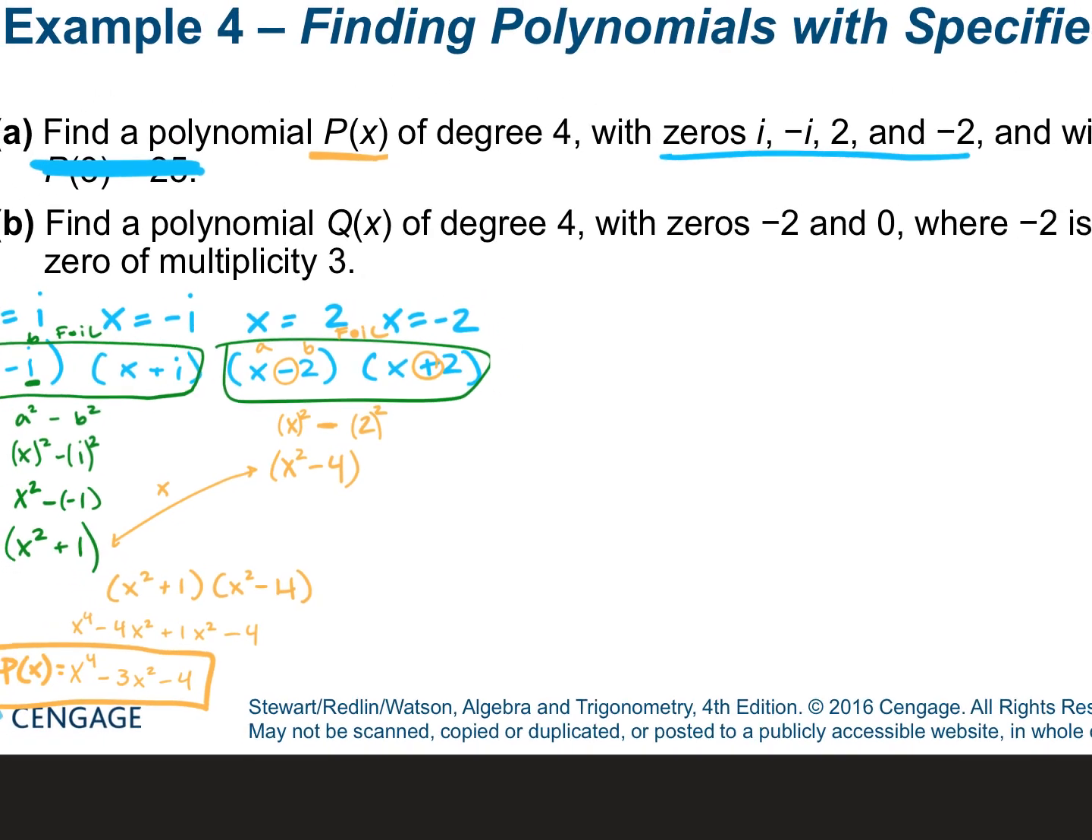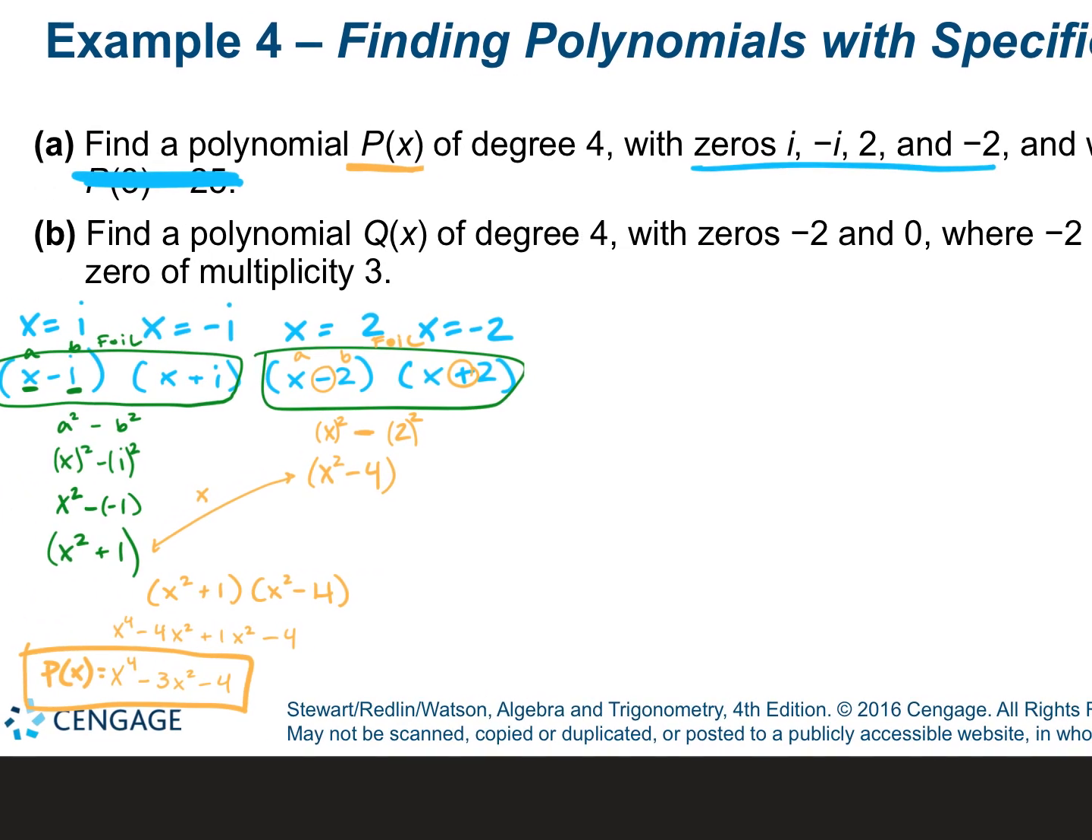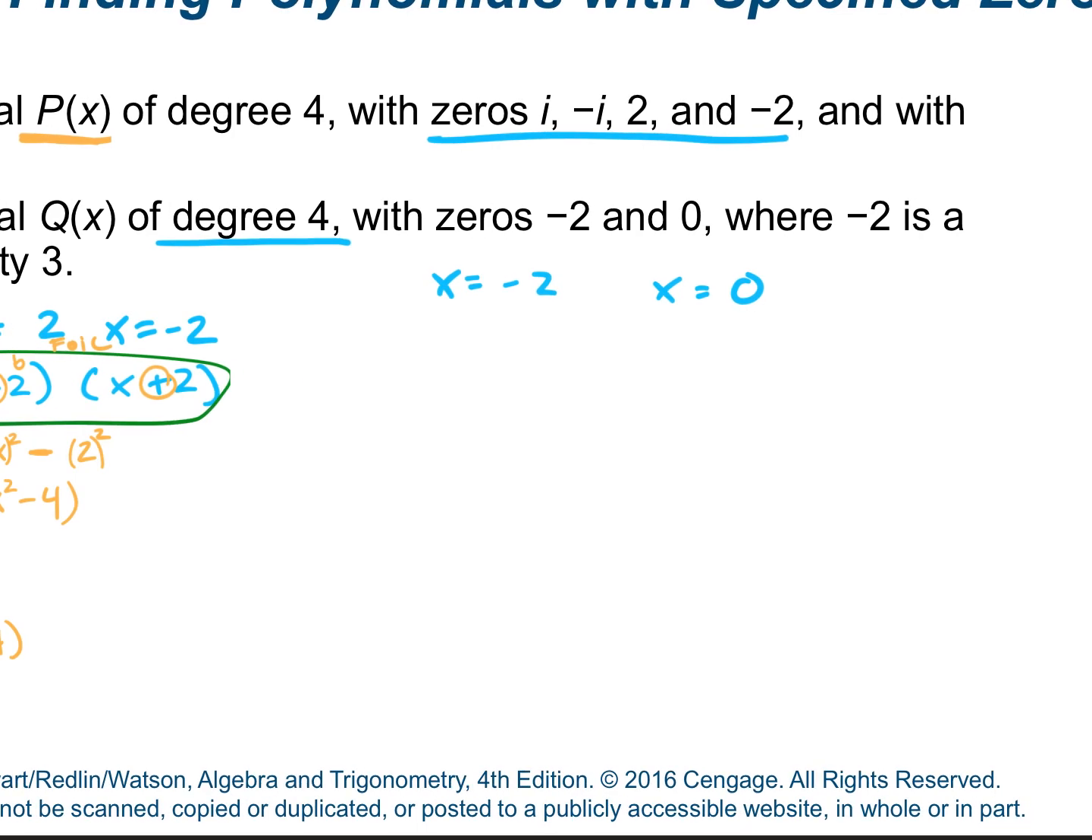All right, let's do b. So to find a polynomial of degree 4 with zeros negative 2 and 0, where negative 2 is a zero of multiplicity 3. So I have x is equal to negative 2 and x is equal to 0. This tells me that I have a polynomial of degree 4, so I'm kind of missing some of my answers. What else do we know? x is equal to negative 2 has a multiplicity of 3, so we have 3 of them. So I have x is equal to negative 2, x is equal to negative 2, and x is equal to negative 2.